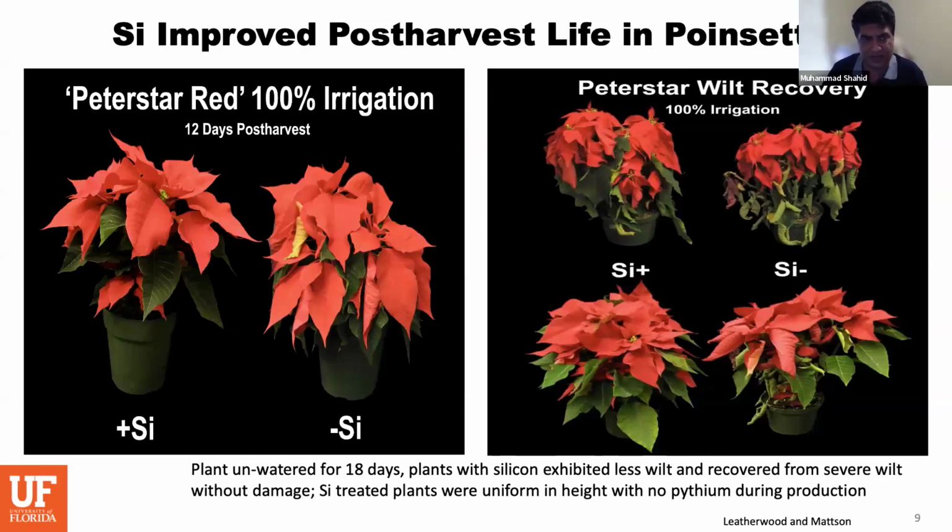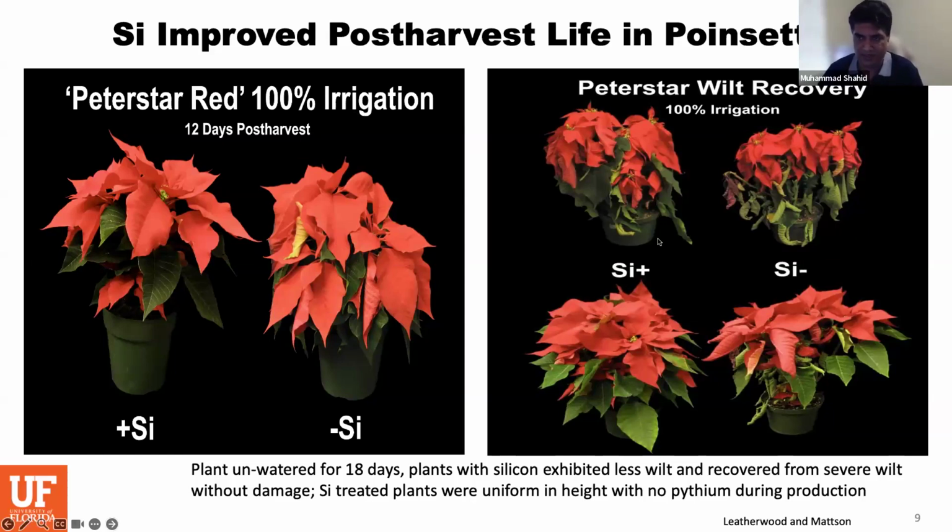Neil Matson is one of the speakers in today's workshop, so I hope he will talk more about this. In this study, the plants were treated with silicon after the finished products, and then kept for 12 days in post-harvest with no irrigation, no nutrition, just water. You can see that after 12 days the leaves are still turgid and healthy, versus the non-silicon treated plants, where you can see yellowing and wilted leaves.